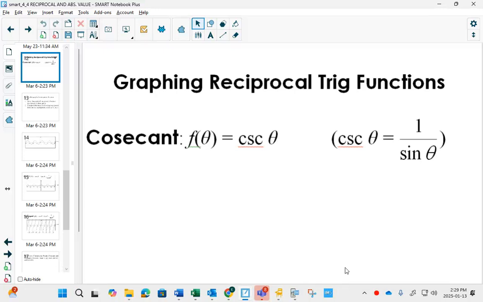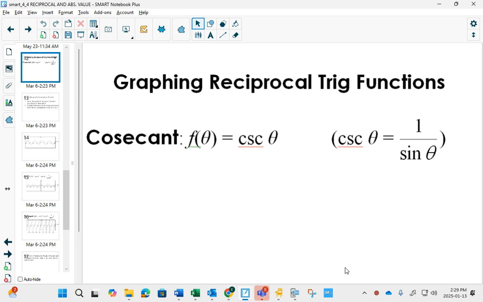Yesterday we did reciprocal graphs, and we're going to use what we learned yesterday to do cosecant, secant, and cotangent graphs. So a review of reciprocal graphs.